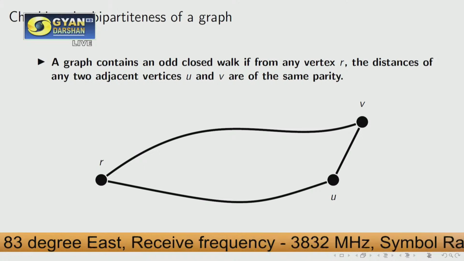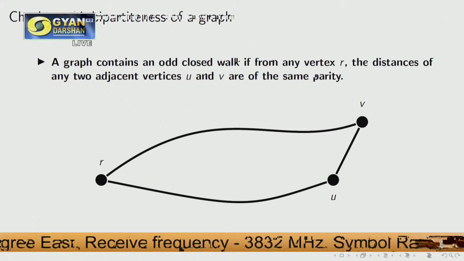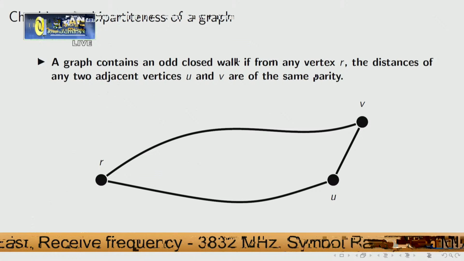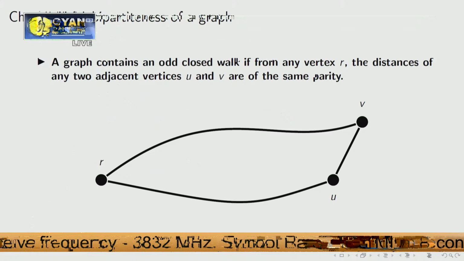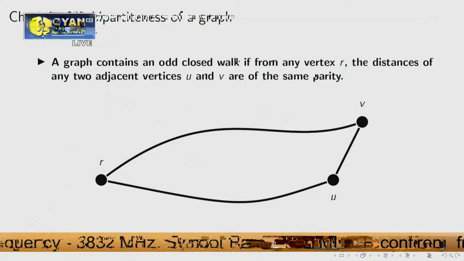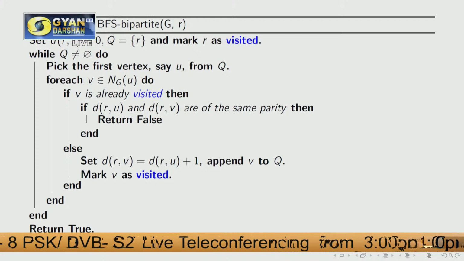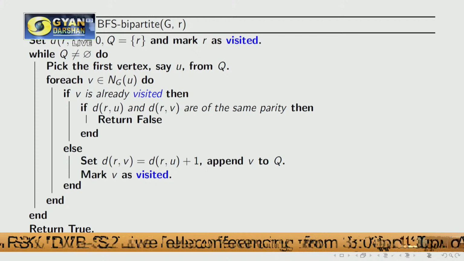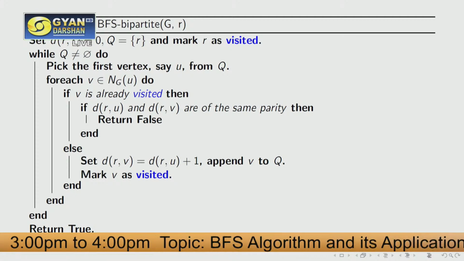Okay, so we now come to the algorithm. The algorithm is given here. In the initialization step, we set the distance of R from R as 0, and the queue Q initially contains R, and R is marked as visited, right? And then the main loop starts.